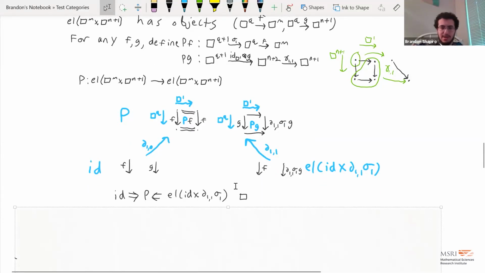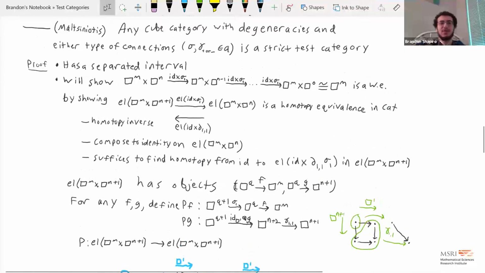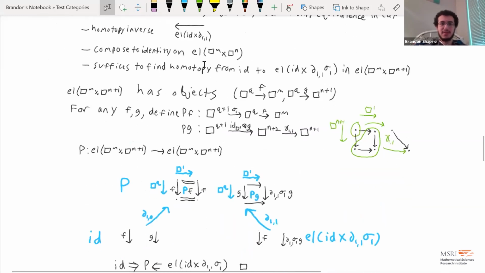So that's very exciting. That means that any kind of cube category with connections is just as good as the simplex category to do homotopy theory if you want to model spaces and model products, which is pretty good.